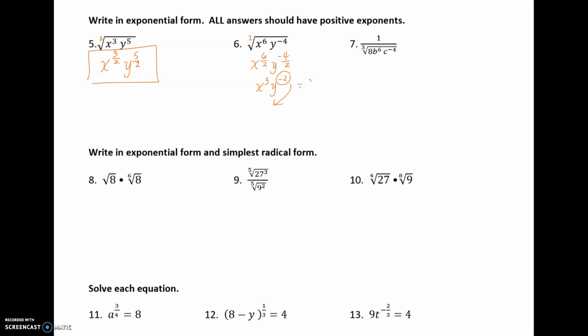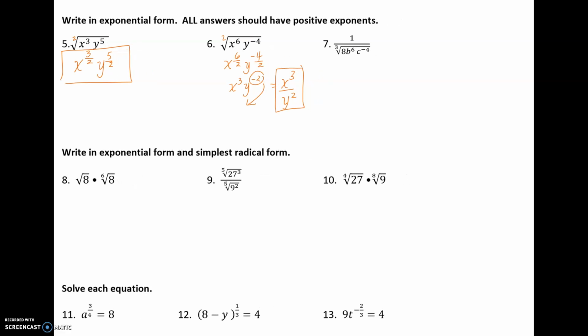The x cubed stays on top. It's not moving. It already has a positive exponent. But the y to the negative 2nd is moving down and becoming positive. All right, let's look at the last one.